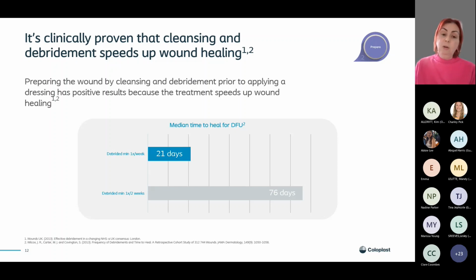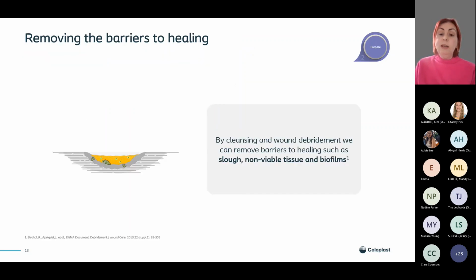And you can see here that the healing time is hugely different for those that were cleaned more frequently. So this evidence shows us that the more frequent that a patient's wound is debrided and prepared robustly, dramatically reduces the time that wound exists for that patient. And that's a really, really important study. So by effective cleansing and debridement of the wound, we can really remove those barriers to healing that we've discussed, such as slough, non-viable tissue and biofilms.